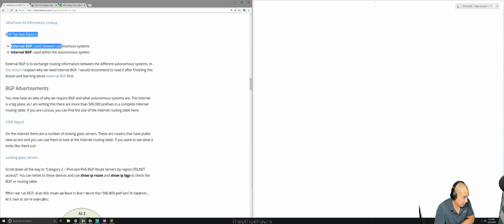BGP has two flavors. External BGP, used between autonomous systems. Internal BGP, used within autonomous systems. External BGP is to exchange routing information between different ASs. In this lesson, I explain why we need internal BGP. I would recommend to read it first, or to read it after finishing this lesson and learning about external BGP first. So let me open up these tabs.